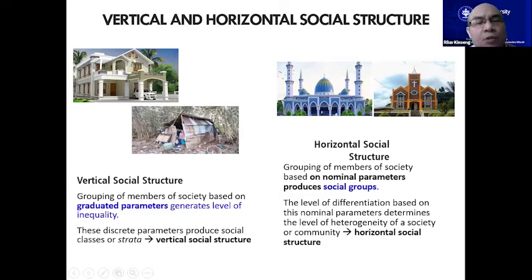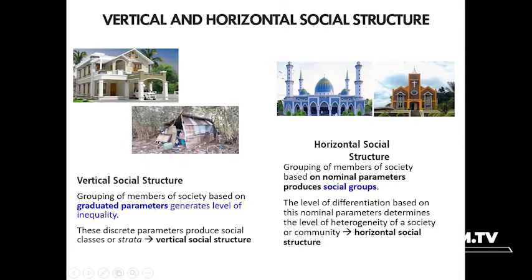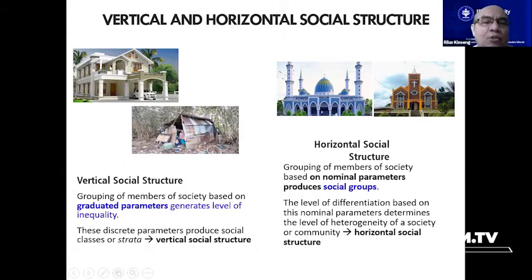They have a very good house, for example, and then there are other people who are very poor. For example, there is something we cannot even call a house, but it is the place where they live their daily lives. So this is based on discrete or rank categories. Then we come up with stratification: social strata, upper strata, middle strata, and then lower strata.